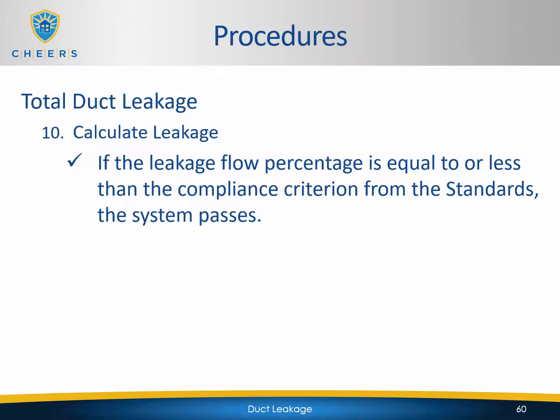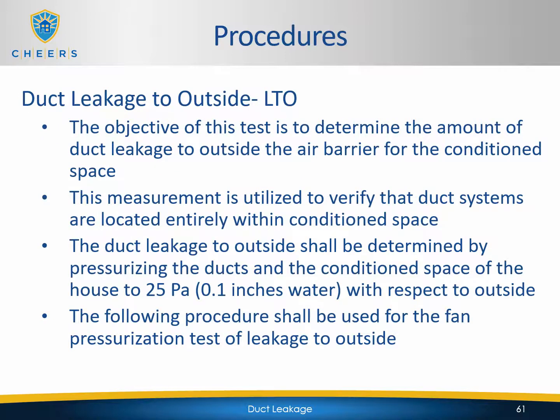If the leakage flow percentage is equal to or less than the compliance criterion from table RA 3.1-2, then the system passes. Now another way to conduct duct leakage testing is duct leakage to outside, or LTO for leakage to outside. You might hear it referred to as that sometimes. So the objective of this test is to determine the amount of duct leakage to outside the air barrier for the conditioned space. This measurement is utilized to verify the duct systems are located entirely within the conditioned space. The duct leakage to outside shall be determined by pressurizing the ducts and the conditioned space of the house to 25 pascals with respect to the outside.